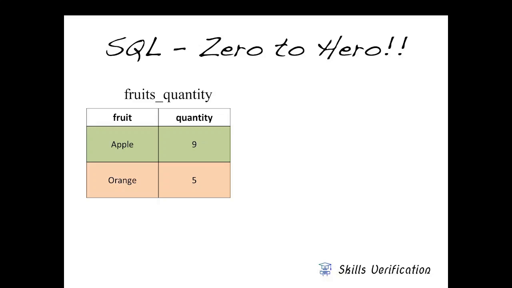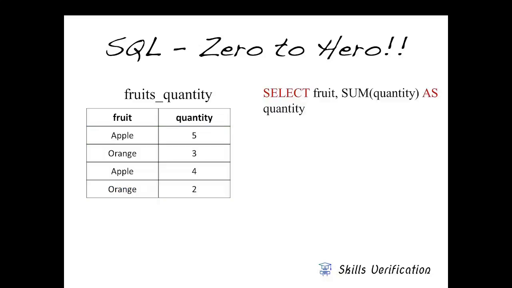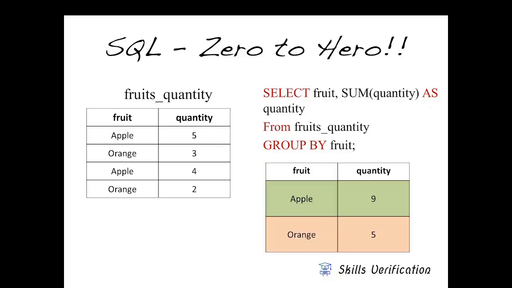If we wrote the query select fruit, sum quantity from fruits quantity, group by fruit, this is exactly the output we get: each unique fruit with its total quantity.